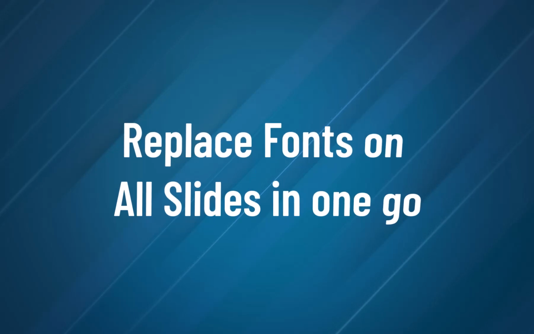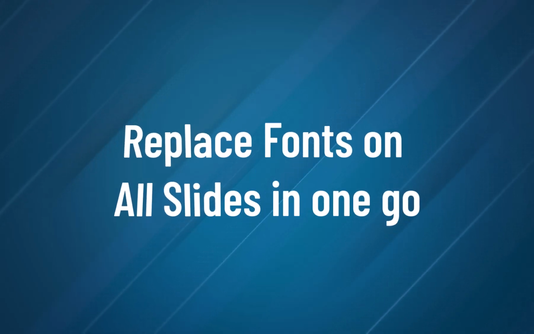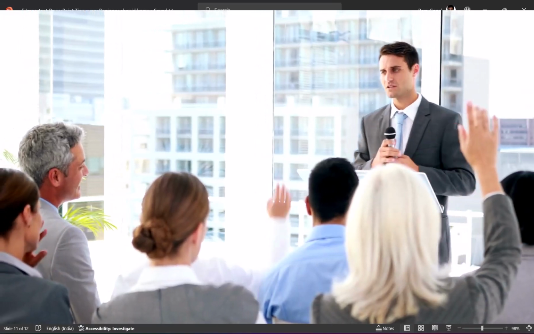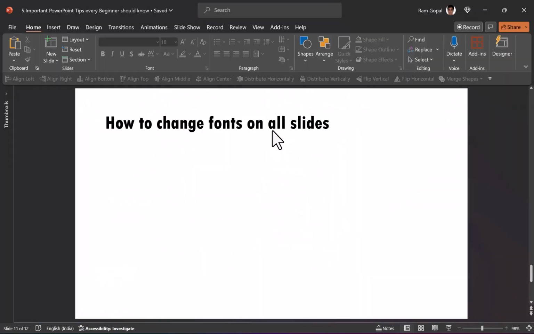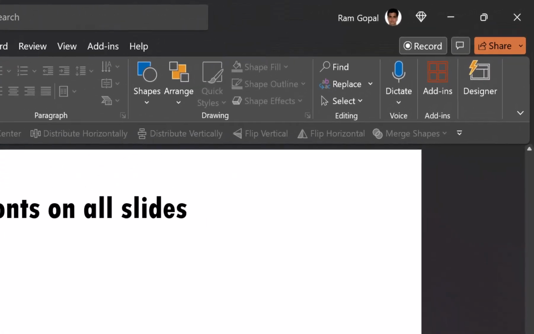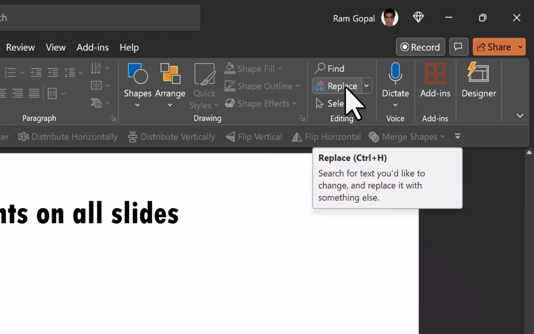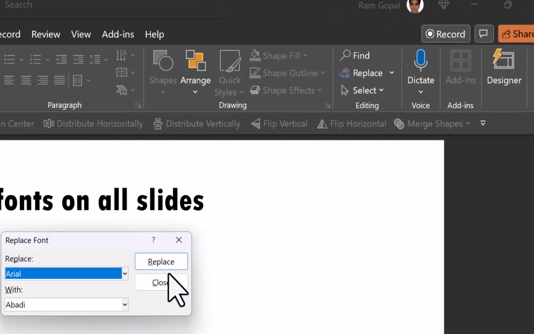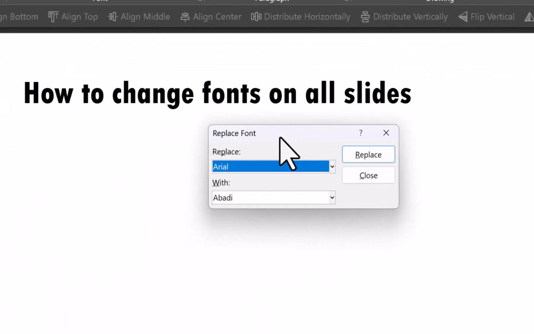Now the last tip is how to change fonts on all slides in your deck. This is one of the questions that I get asked all the time. So let me show you how it is done. First you go to the Home tab, then go to Replace option here, which is in the editing group. You click on the drop down menu and choose this option called Replace Fonts, which gives you this pop-up dialog box. It has two areas here.